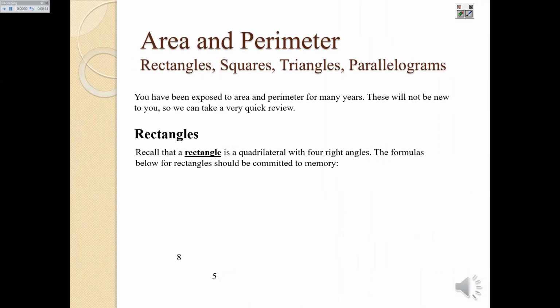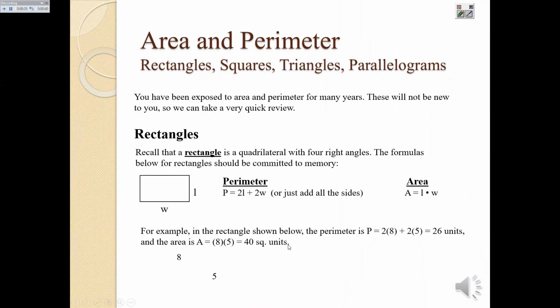First of all, with rectangles, you know it's a quadrilateral with 4 right angles, and I suspect you already have this formula committed to memory. The perimeter is all the way around, just like that. So you can say 2 lengths plus 2 widths, just start adding them all up. The area is the length times the width.